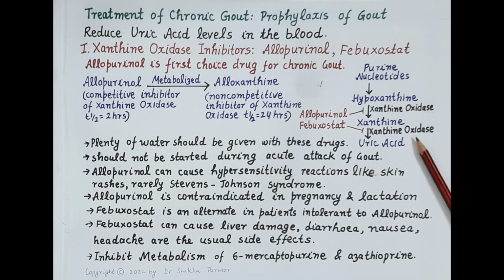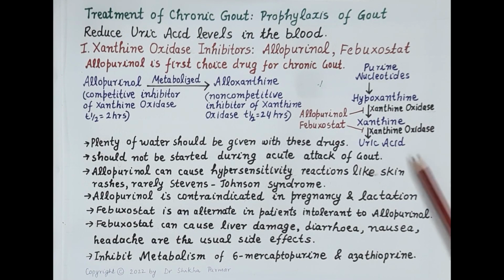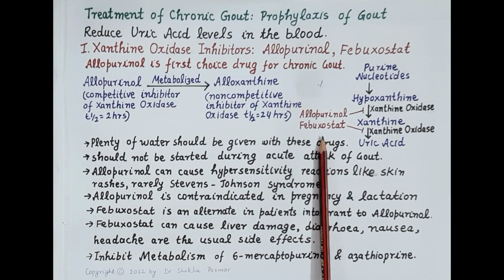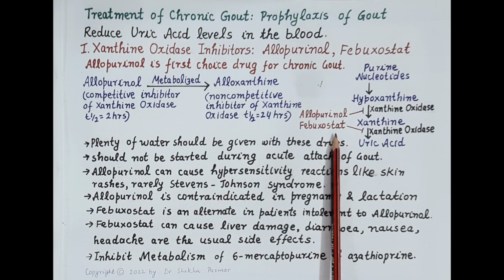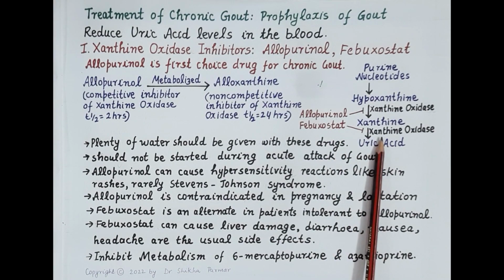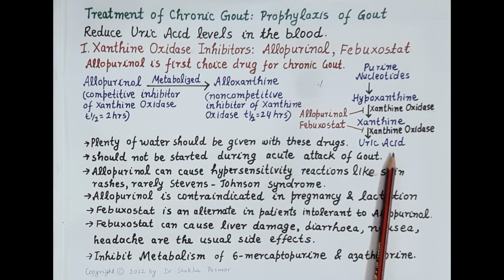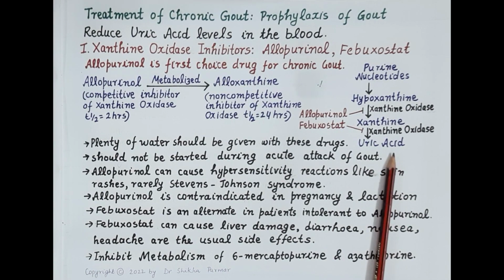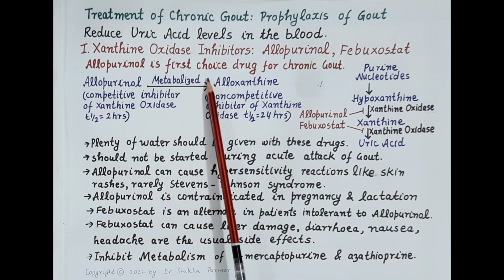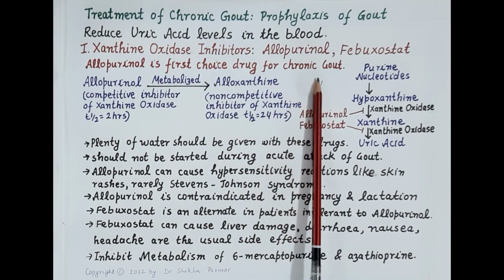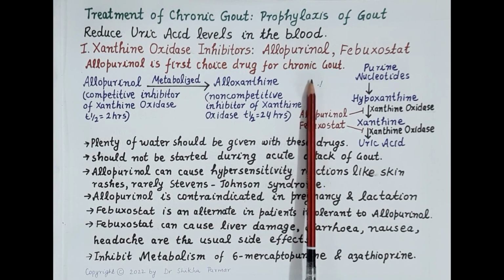So the enzyme xanthine oxidase is required for the synthesis of uric acid. Now allopurinol and febuxostat are the xanthine oxidase inhibitors. These drugs inhibit the enzyme xanthine oxidase, thereby inhibiting the synthesis of uric acid. Since the production of uric acid is reduced, this reduces the concentration of uric acid in the blood. Now allopurinol is a first choice drug for the treatment of chronic gout.